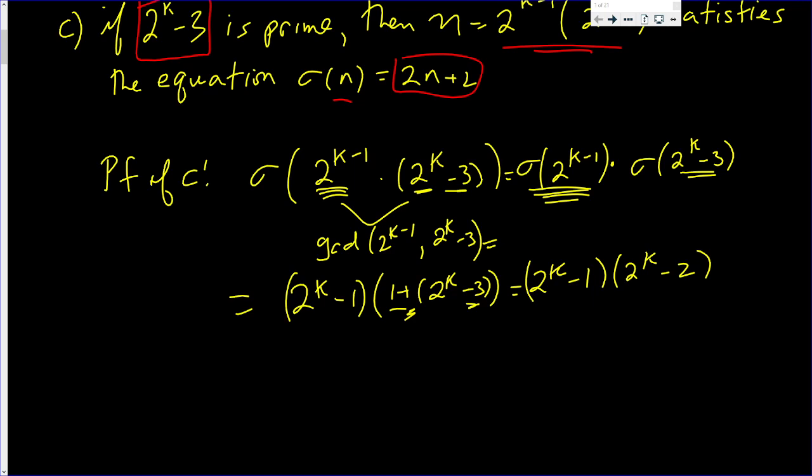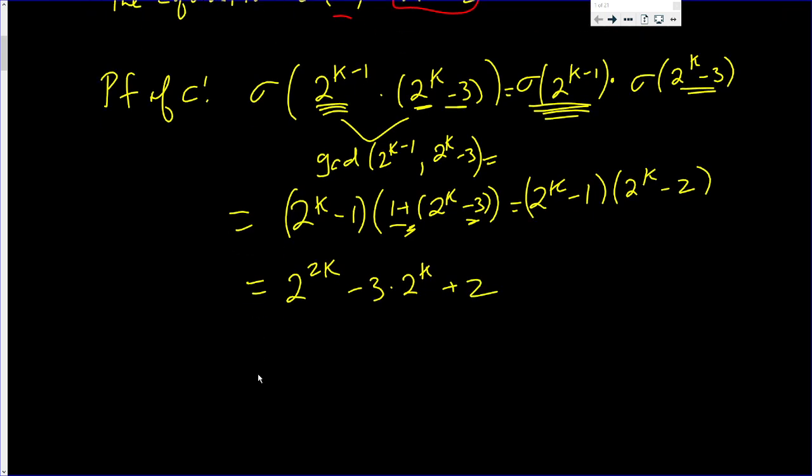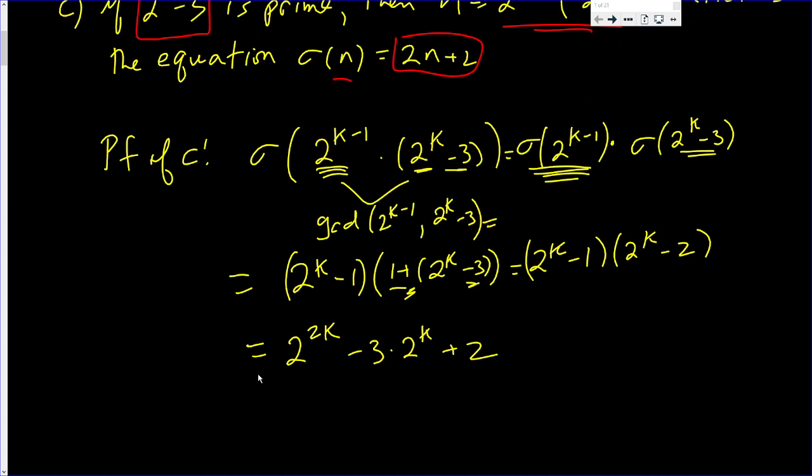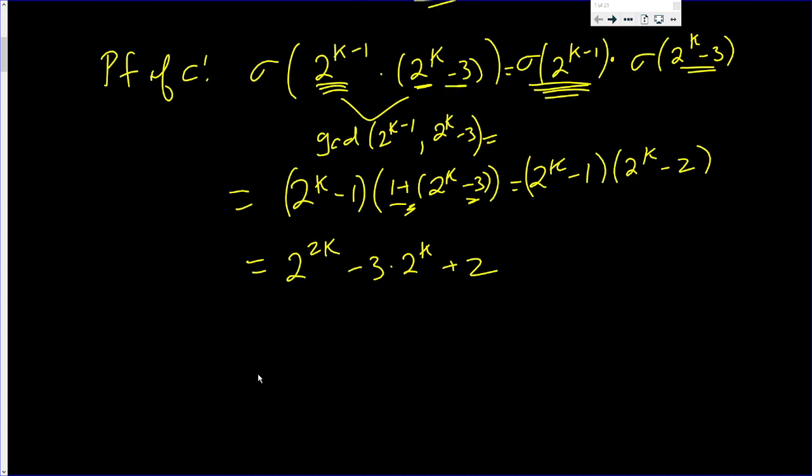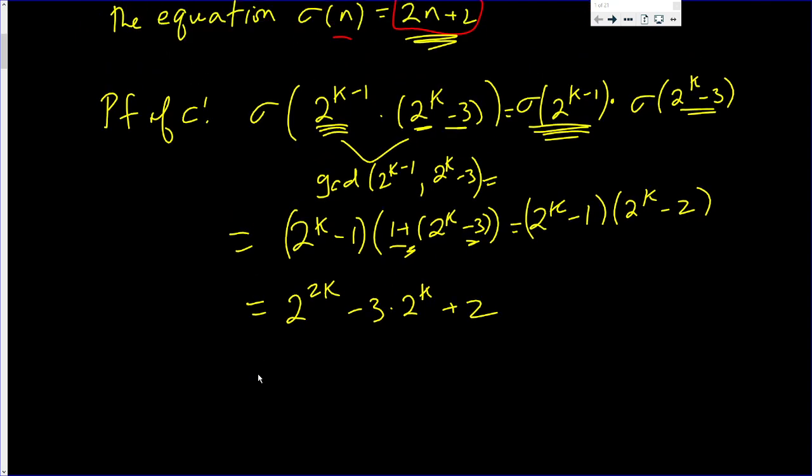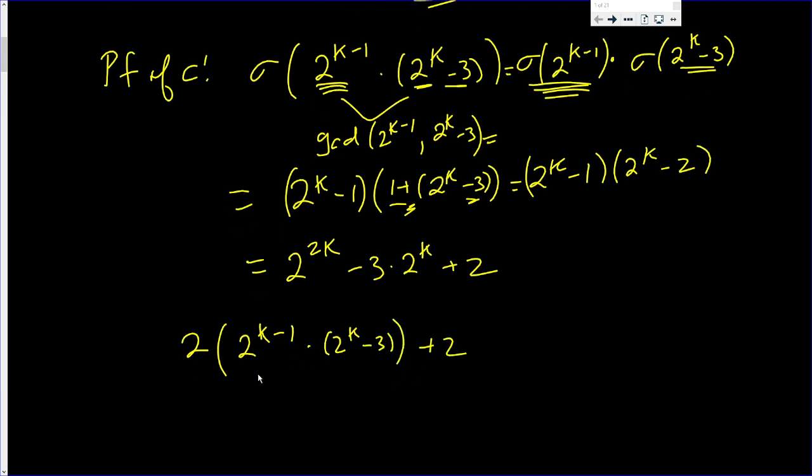Okay. Now, this here is equal to, foiling it out, 2 to the 2k minus 3 times 2 to the k plus 2. Now the question is, is this 2 times n plus 2? Well, let's see. 2 times n, 2 to the 2k minus 1 times 2 to the k minus 3, that's 2 times n plus 2.